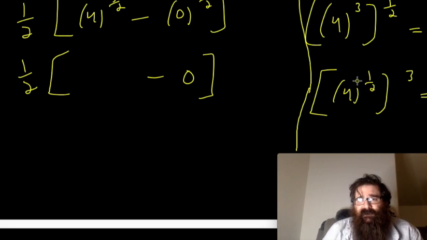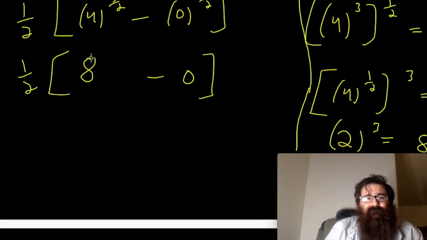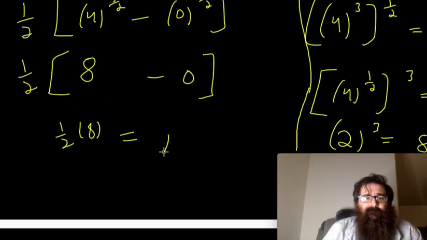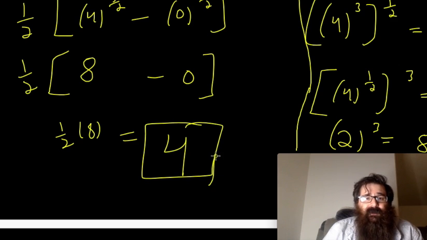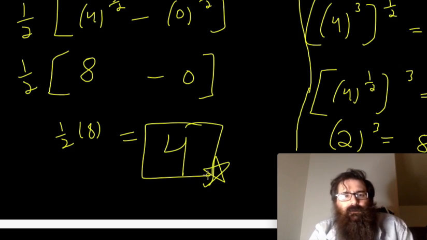3 times 1/2 is the same as 1/2 times 3, so no difference. But 4 to the 1/2 power is really a square root, right? 4 to the 1/2 is square root of 4, which is 2. And I've got to cube it, and that gives me 2 cubed is 8. So here we have 1/2 times 8 minus 0, or 1/2 times 8, which gives me 4. So my average value is 4.